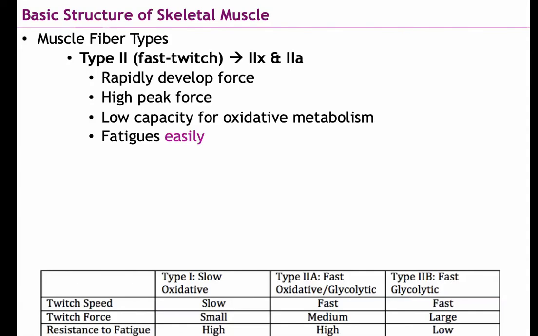They produce force quickly. They fatigue easily, though. They fatigue very quickly. They get tired fast. They run out of energy, and they can no longer contract.